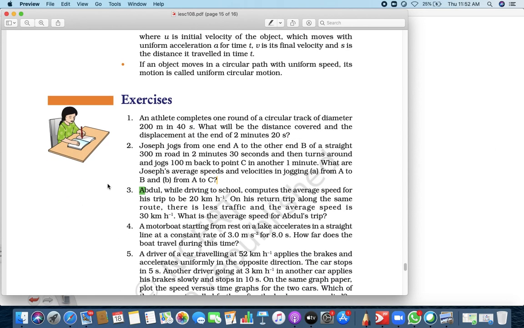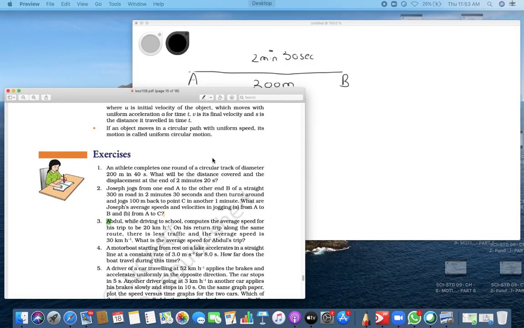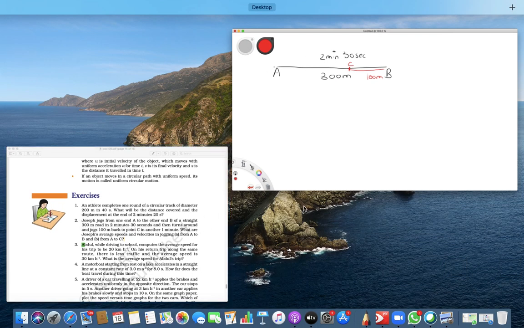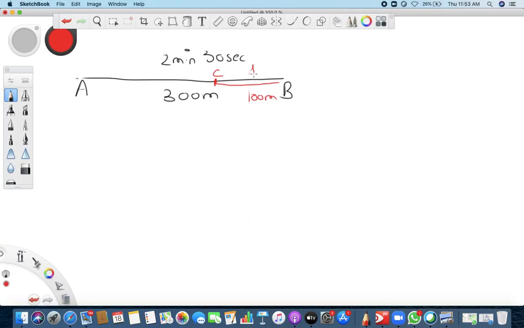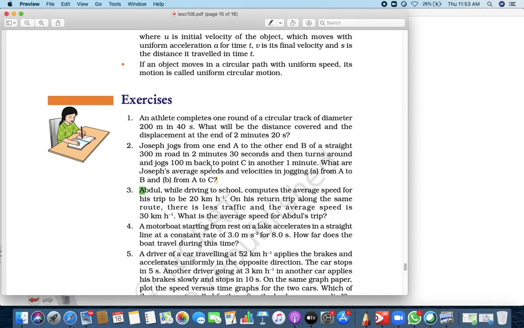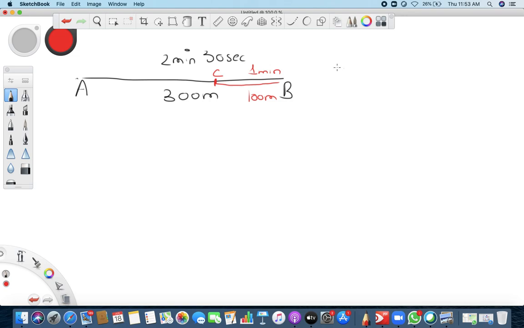Now what? Then he turns around and jogs 100 meter to the point C in another 1 minute. So let's say he turns around and jogs 100 meter and reaches the point C. So this is 100 meter and it takes 1 minute. So what they ask you here is, what is the average speed and velocity in jogging from A to B? So first case is from A to B and second case is from A to C.